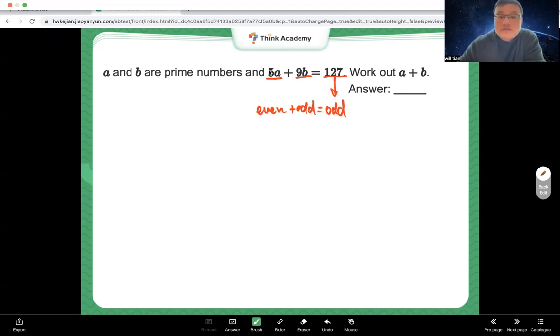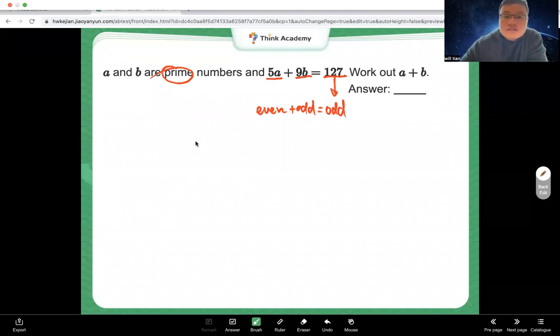But you will see that this is 5. 5 is an odd number. 9 is also an odd number. That means out of these two, A or B, it must be 1 even, 1 odd. So that means it could be either A equals 2 or B equals 2, because it tells you A and B are prime numbers, right?